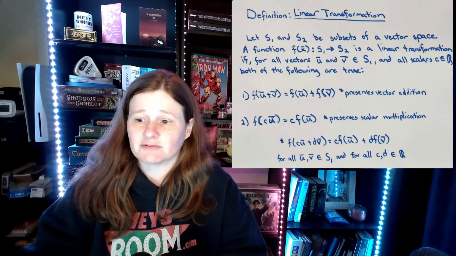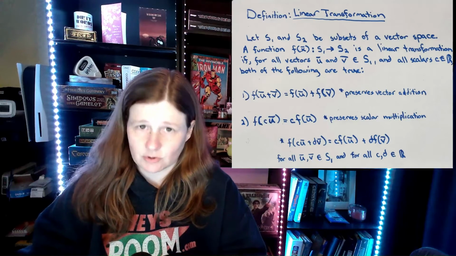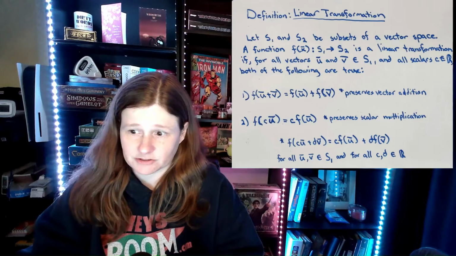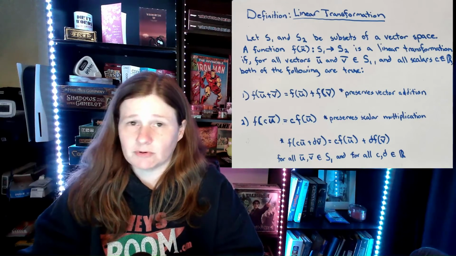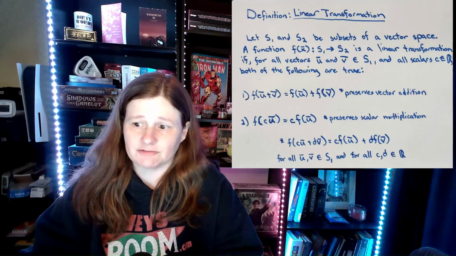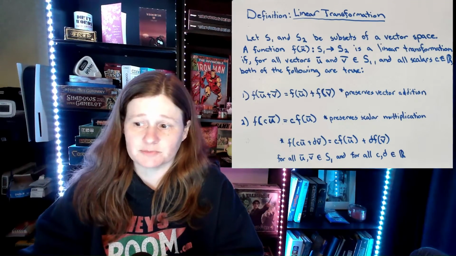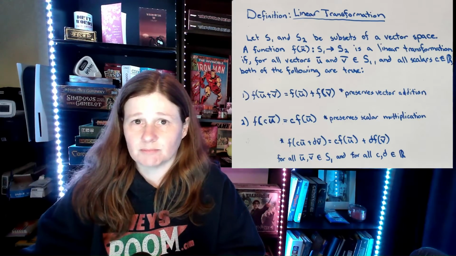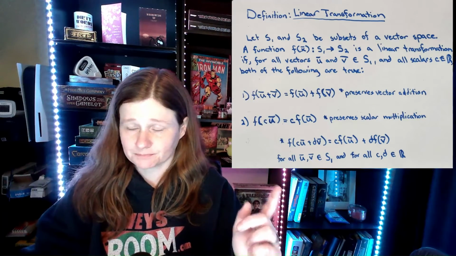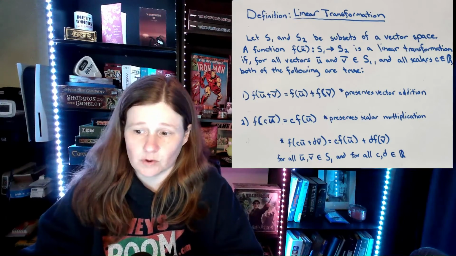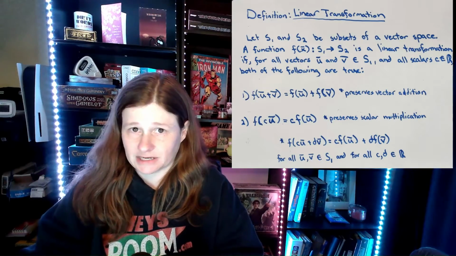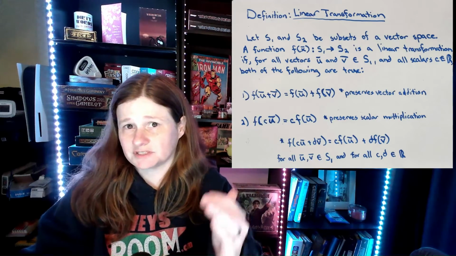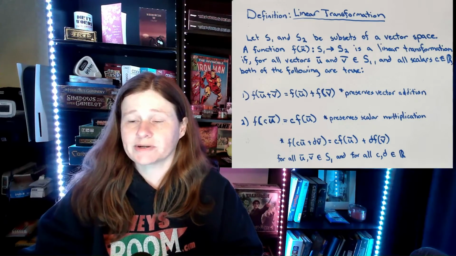In addition to that, we have to preserve scalar multiplication, which means that our function with any constant times the vector u is going to equal, if we pull that constant out, c times f of u, in order to preserve scalar multiplication. Now, you can also combine these two, as I've shown at the bottom here. You can combine these two into one step and use two scalars.